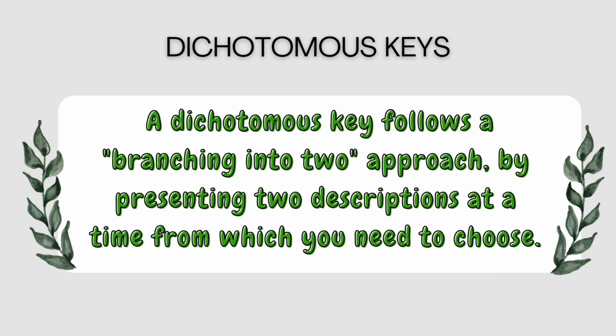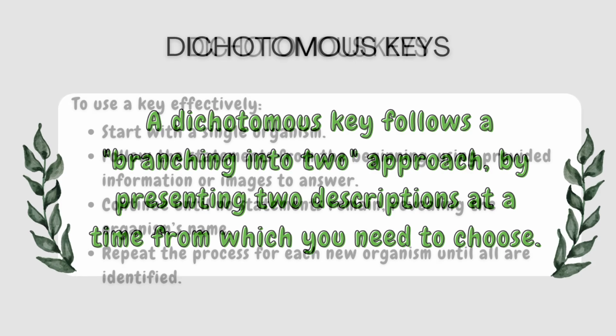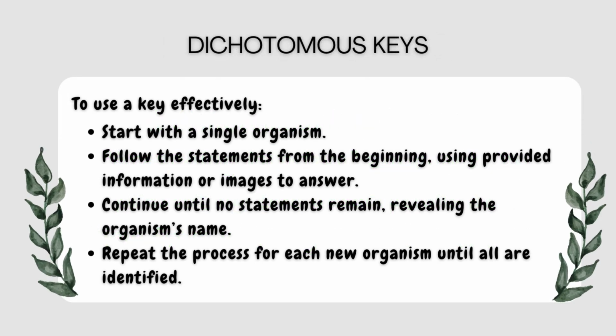A dichotomous key follows a branching into two approach, by presenting two descriptions at a time from which you need to choose. To use a dichotomous key effectively, start with a single organism. Follow the statements from the beginning, using provided information or images to answer. Continue until no statements remain, revealing the organism's name. Repeat the process for each new organism until all are identified.